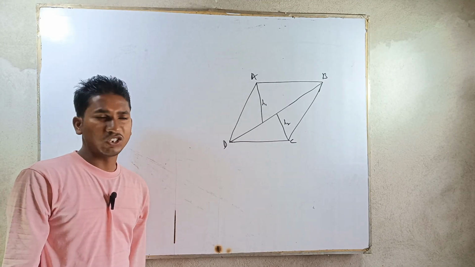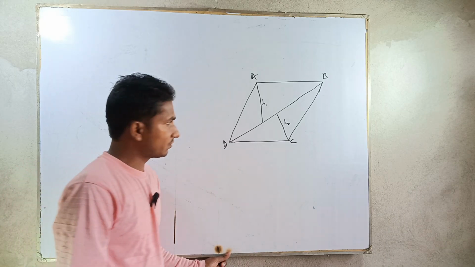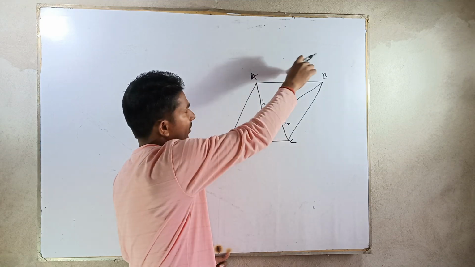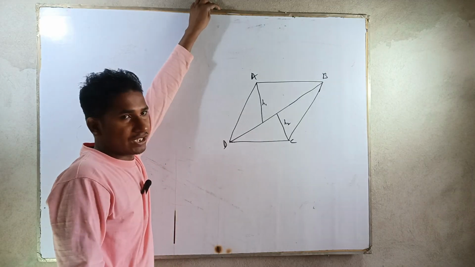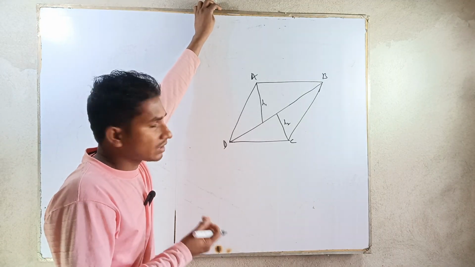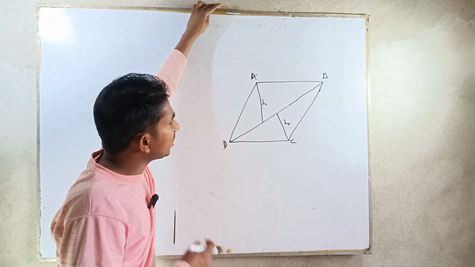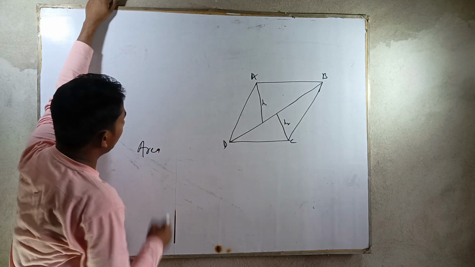I already know about its perimeter, how the perimeter is found. If I add each and every outer side length of this quadrilateral, then I can say that this is the perimeter. But there is a problem: how will I find out its area?